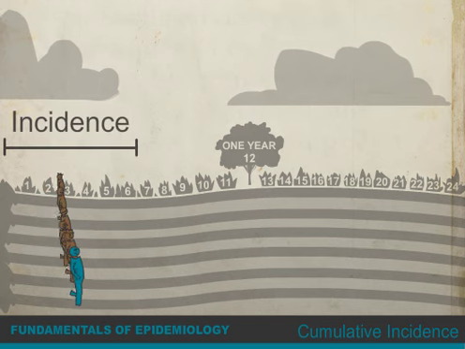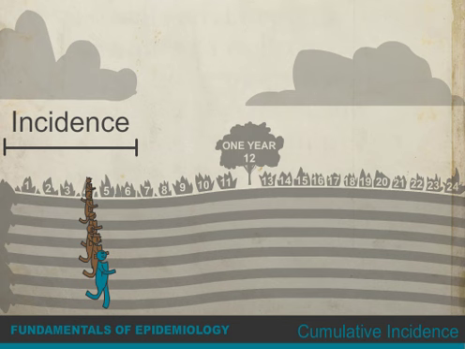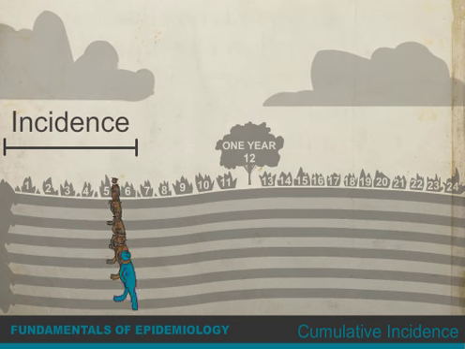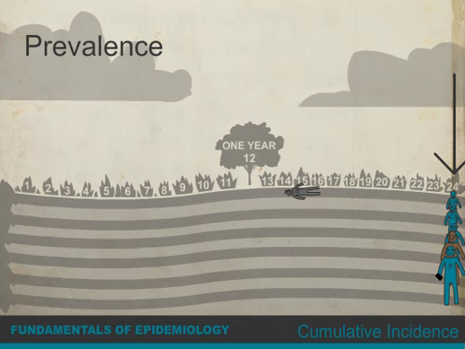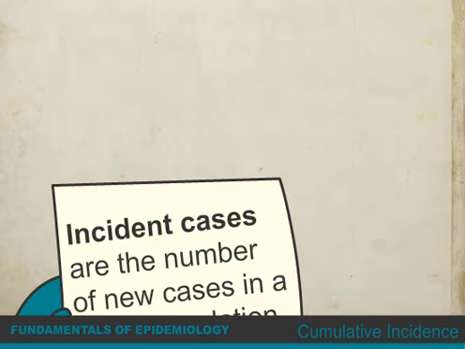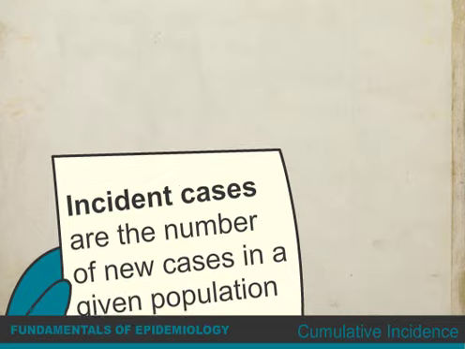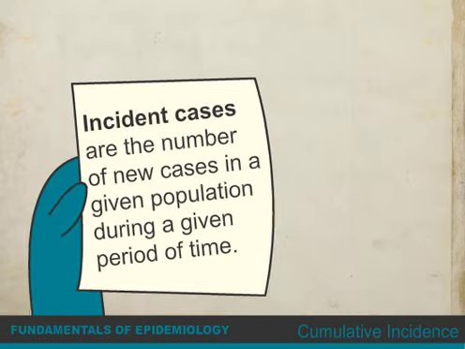And incidence relates to a period of time, possibly months or years, whereas prevalence relates to a single moment in time, not a period. Incident cases are the number of new cases in a given population during a given period of time.